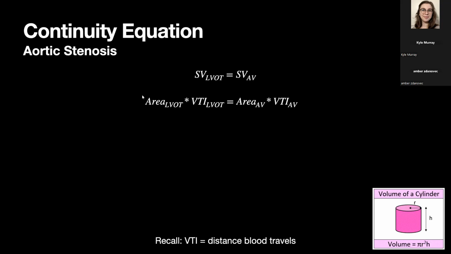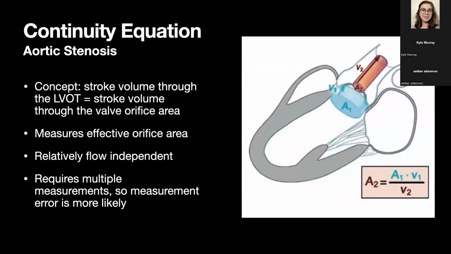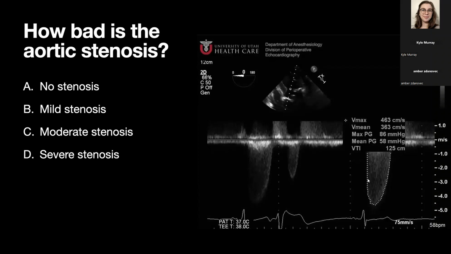So remember, this is going to be your area of the LVOT. So basically, assuming your LVOT is circular, which, you know, is an assumption. And then your VTI. If you remember, your VTI is the distance a red blood cell travels during one beat. And you get that anytime you trace one of these curves. So for example, this aortic VTI is right here, and that would be the distance, in centimeters, that a red blood cell travels in one beat through the aortic valve.